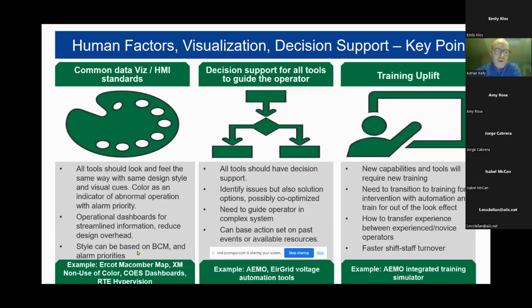And also I want to call out XM in Colombia, who spoke recently to G-PST, who really advanced the field with redesigning their control center interfaces with an emphasis on color minimization. Hypervision is a concept developed by RTE in France, and also the ERCOT famous Macomber map in their control center that shows various different layers and systems based on what's up.